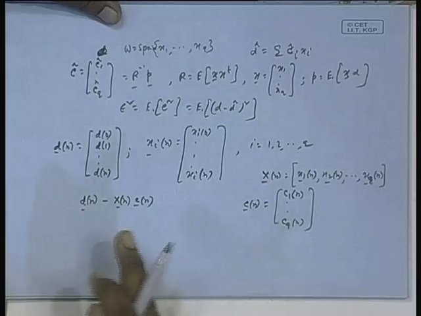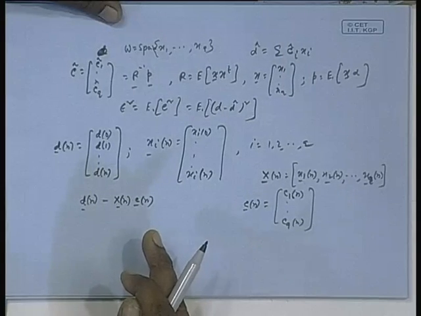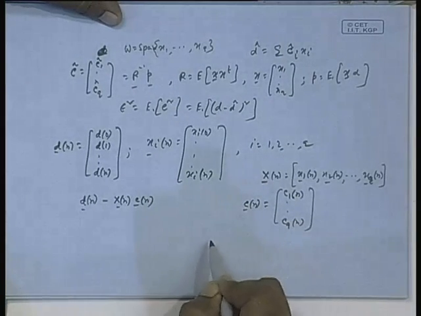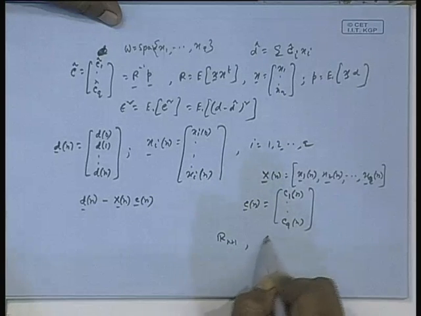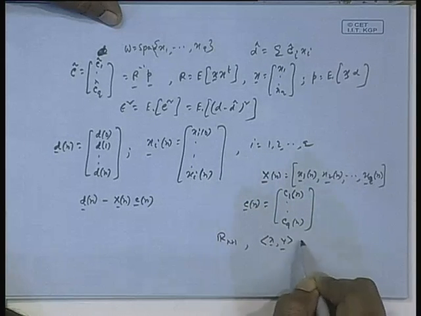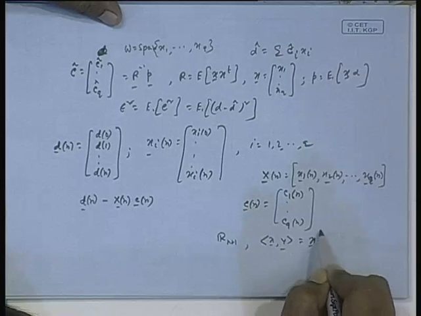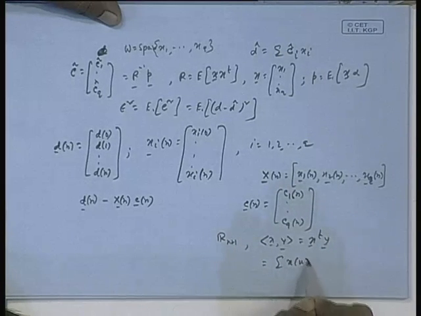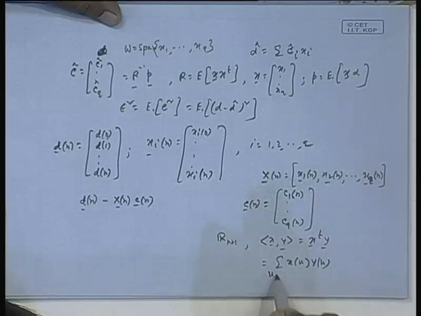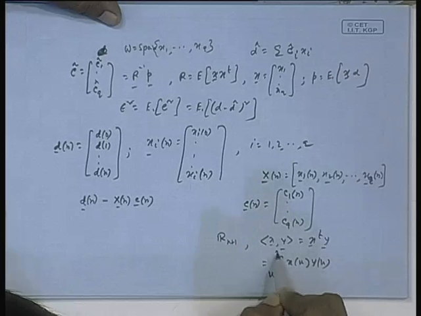You remember how I defined the inner product yesterday? I am now in the vector space of dimension n plus 1, where the inner product of x and y was x transpose y, or y transpose x, which is the same as the sum of xk yk, all real, with k from 0 to n.